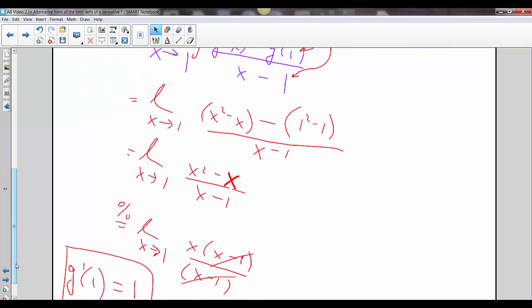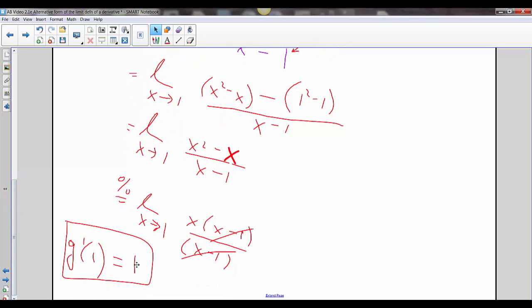And then when you simplify the top, you'll have x squared minus x minus 1 plus 1, which is 0, over x minus 1. If you plug in x equals 1, you'll get 0 over 0. If you then just factor the common factor out of the top, the x minus 1s will cancel, and all you're left with is the limit as x approaches 1 of x. Replace x by 1, and there's your answer.